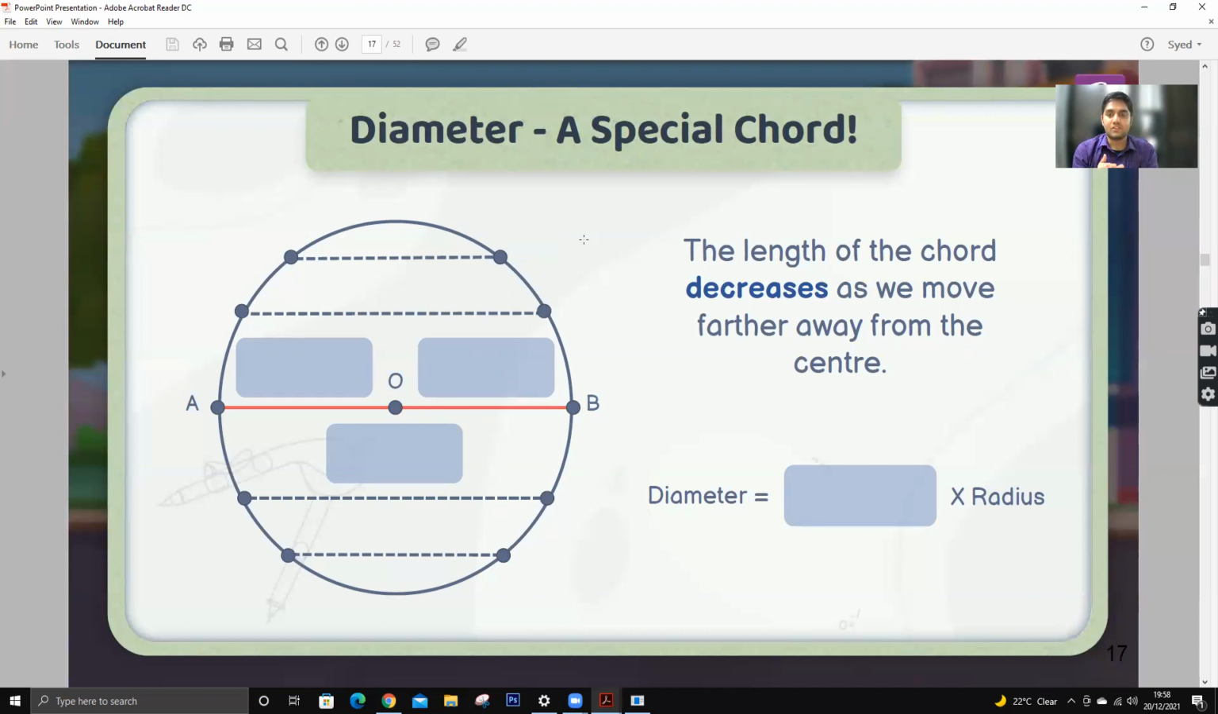Looking at this, the length of the chord decreases as we move farther away from the center. So I would like to know from you: diameter AB, the red line you can see in the diagram, is the diameter. So the diameter is equal to how many times the radius? Please write down your answers in the chat box. Well, I'm receiving so many answers. That's good. You are right. The diameter is equal to double the radius, or twice the radius. So diameter is equal to 2 into r, right? When you fit two radii, it becomes a diameter. OA is a radius, then OB is another radius. Together, AB is called the diameter. As I always say, the other name for a diameter is a special chord.